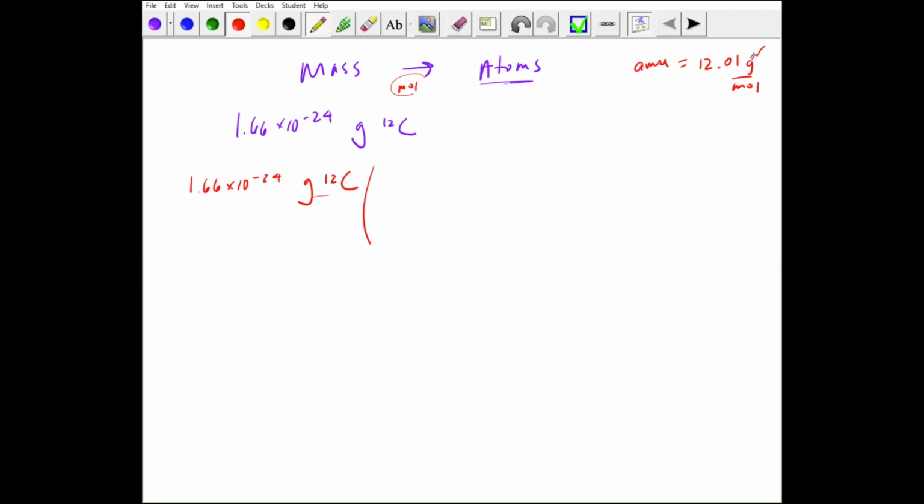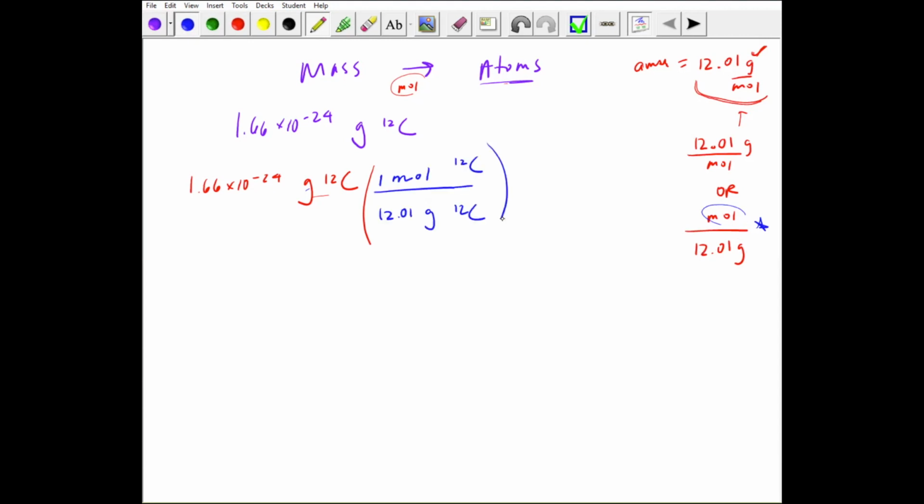We look at the periodic table. So for carbon-12 to have this atomic mass, and we want to go into moles, we can orient this conversion factor to be 12.01 grams per mole, or 1 mole over 12.01 grams. To be able to cancel out grams and be left with moles, we need to use this version. So 12.01 grams of carbon-12 in the denominator, 1 mole of carbon-12 in the numerator.